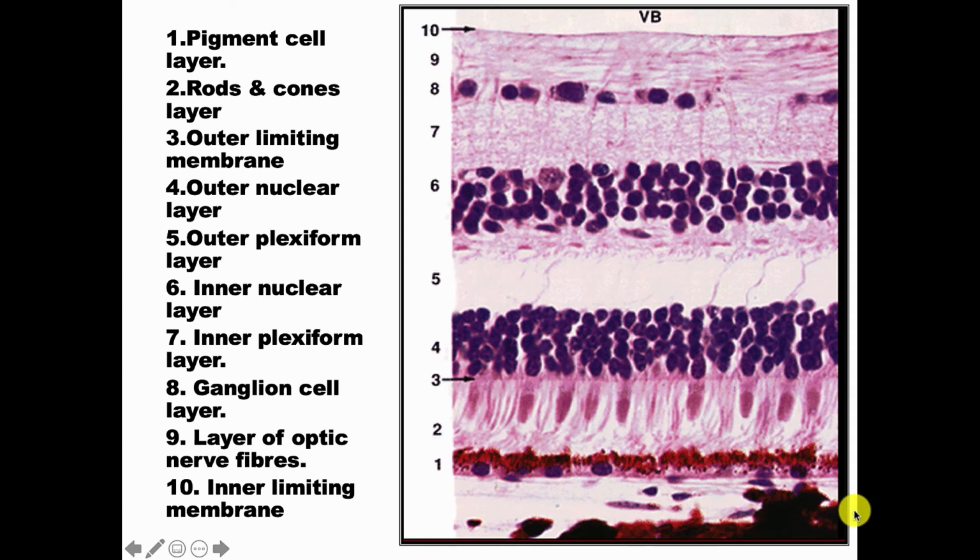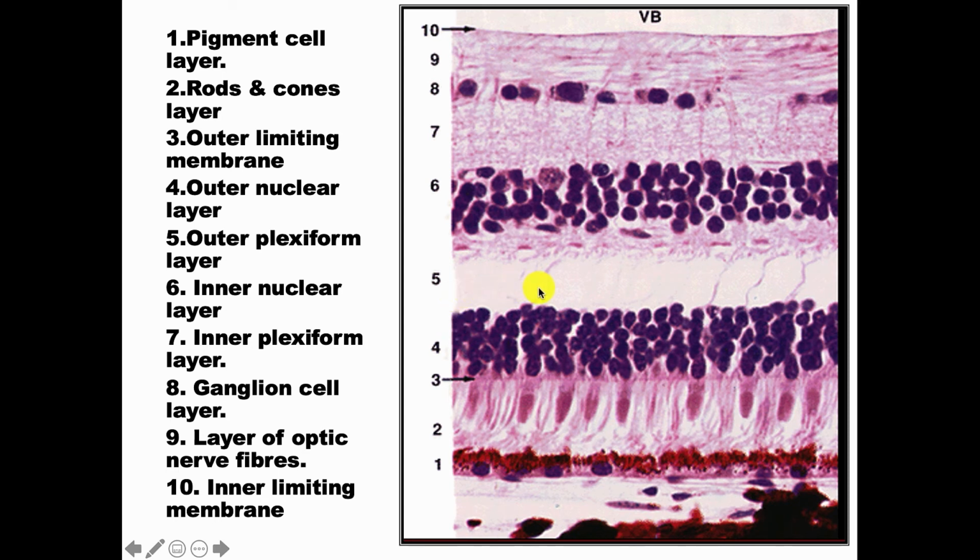Starting from here, it is the pigmented area, so this is the choroid. Then the first layer here of the retina will be the pigment cell layer. Number 2 will be the rods and cone layer. Number 3 is the outer limiting membrane, because it is related to the choroid and hence the sclera, so it is outer.